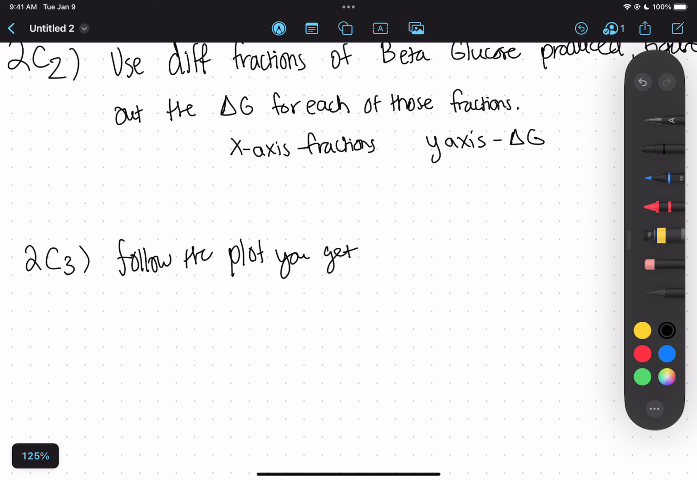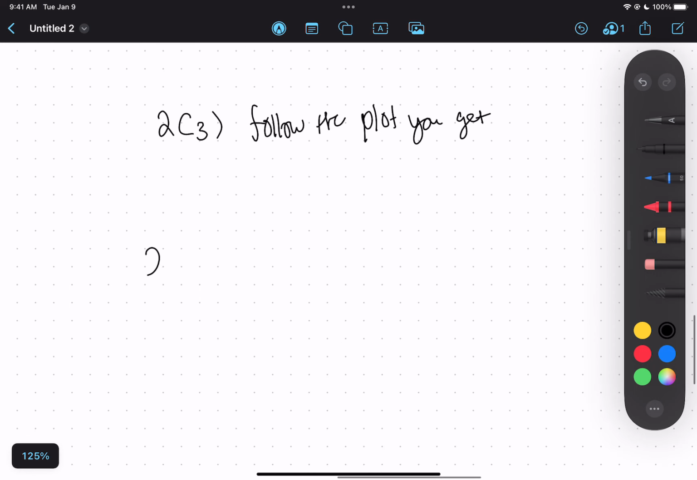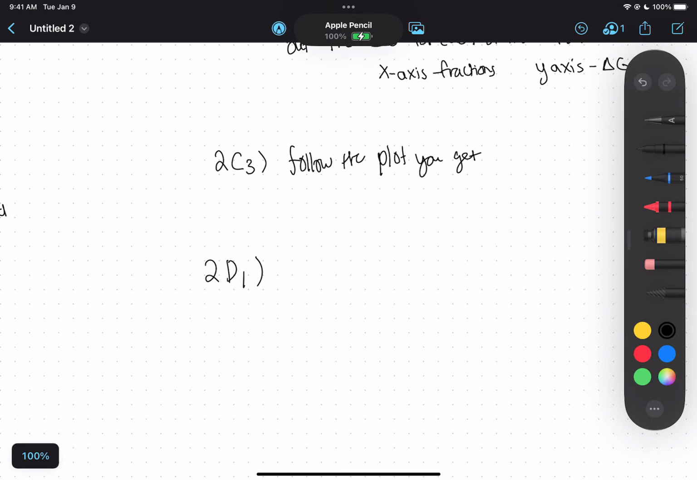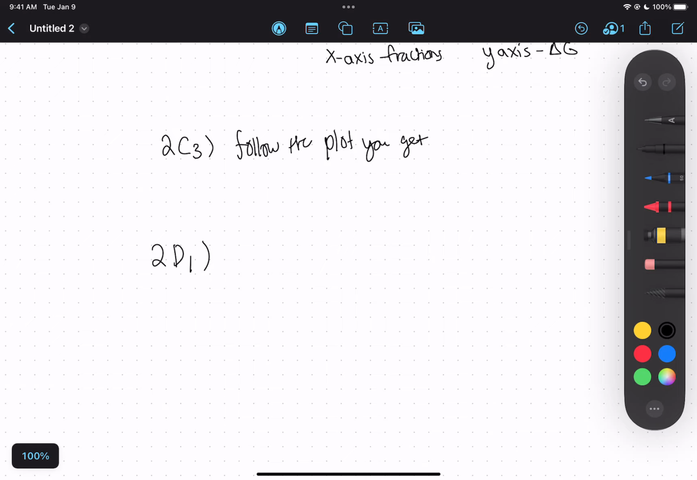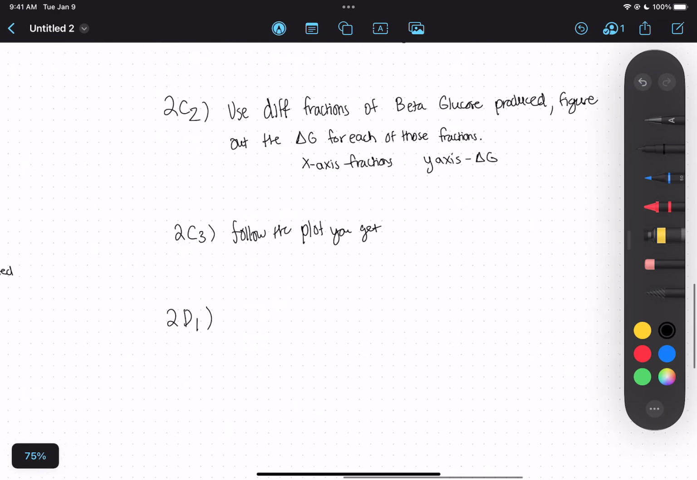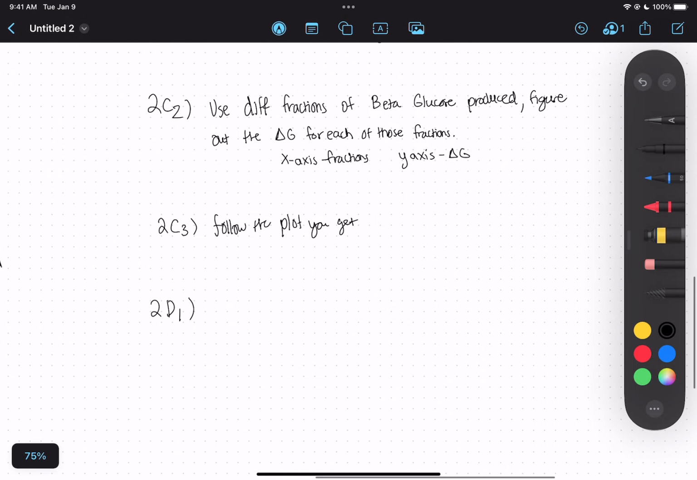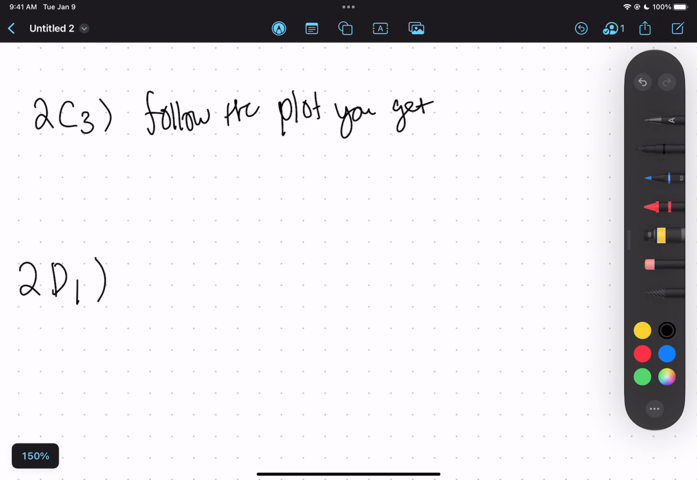Okay, so if we look at 2D1 now, it's giving us a value or equation for delta S mix. They're saying, as more beta D glucose is converted, a different type of entropy change becomes crucial. Entropy of mixing. So they gave us the delta S mix equation, right?